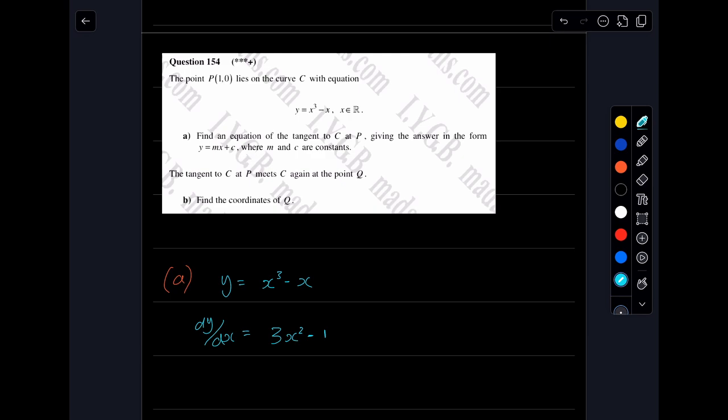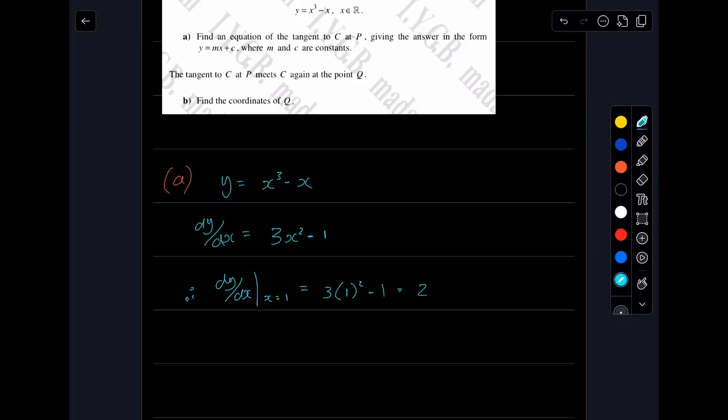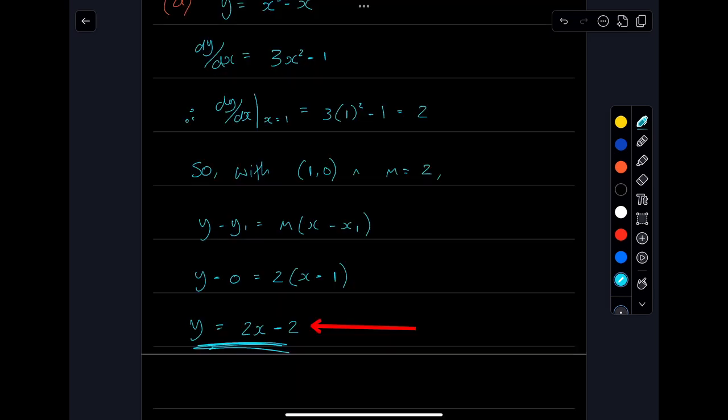So then, if y is equal to x cubed minus x, well then therefore dy by dx is equal to 3x squared minus 1, which means that with P being (1, 0), we have 3 times 1 squared minus 1, which gives us 2. As a result, y is equal to 2x minus 2.